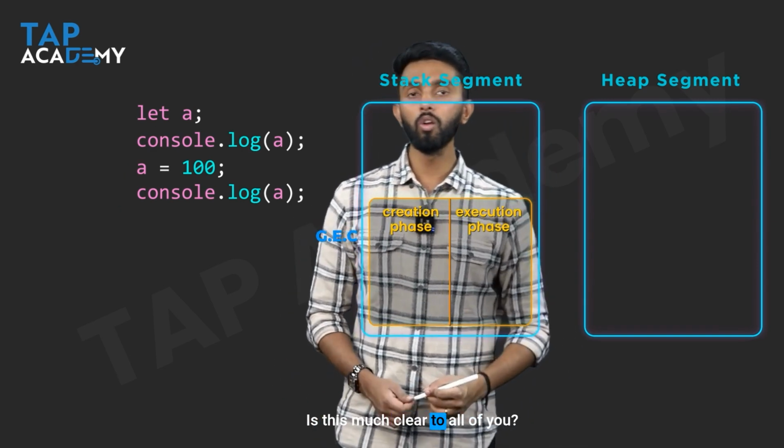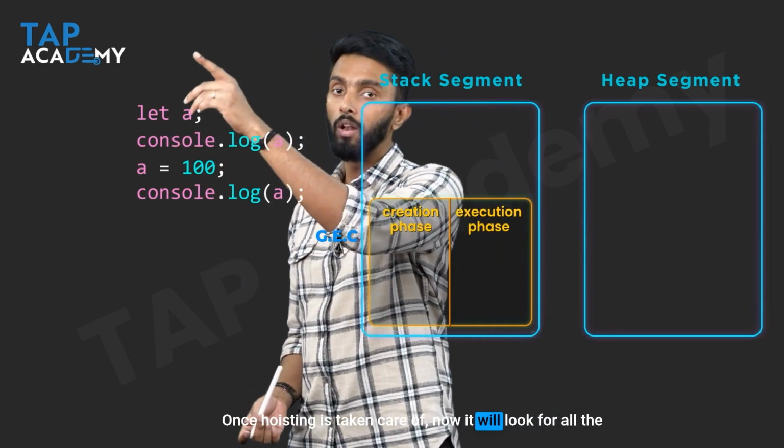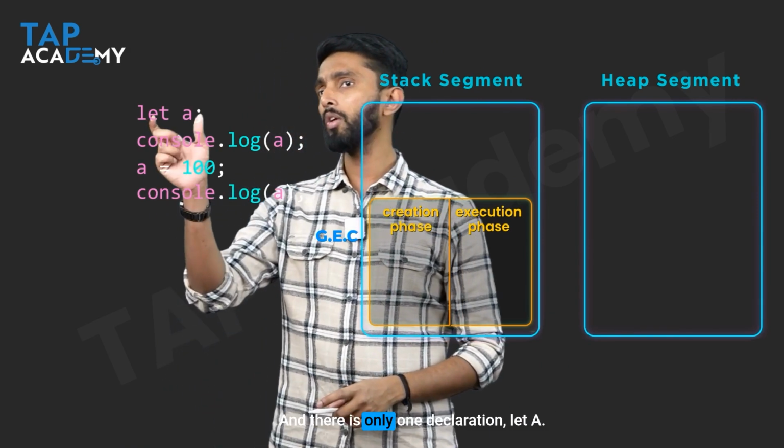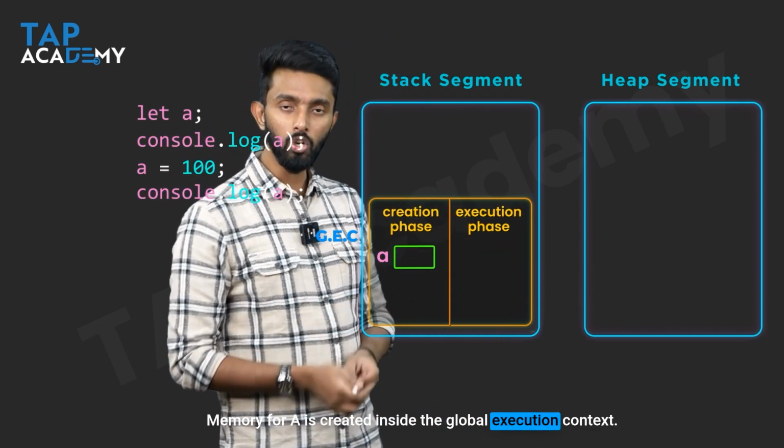Is this much clear to all of you? Wonderful. Once hoisting is taken care of, now it will look for all the declarations and allocate memory in the creation phase. And there is only one declaration, let A. Memory for A is created inside the global execution context.